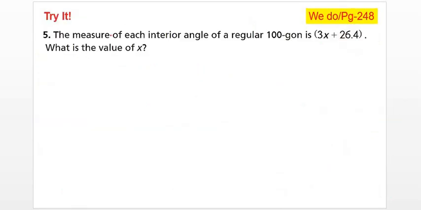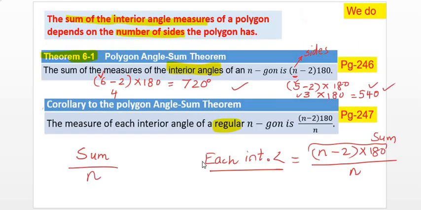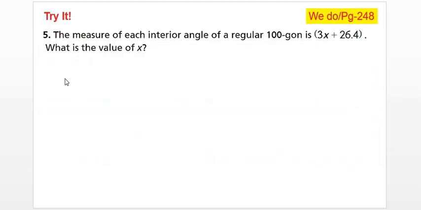let's all try it. Number 5 says the measure of each interior angle of a regular 100-gon is 3x plus 26.4. What is the value of x? If you remember, I explained one of the formulas that says each interior angle equals n minus 2 times 180 over n. So we are going to write the same formula and then substitute the values into it. So each interior angle equals n minus 2 times 180 divided by n.